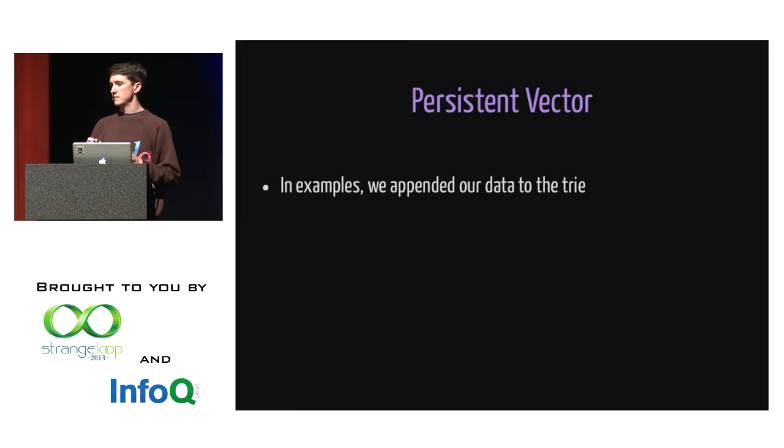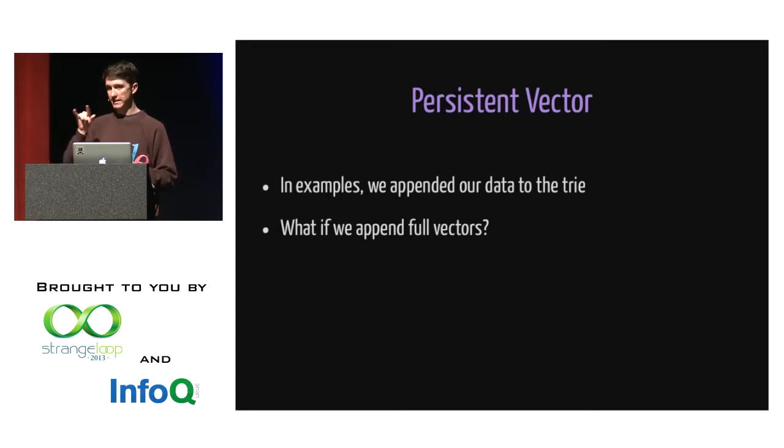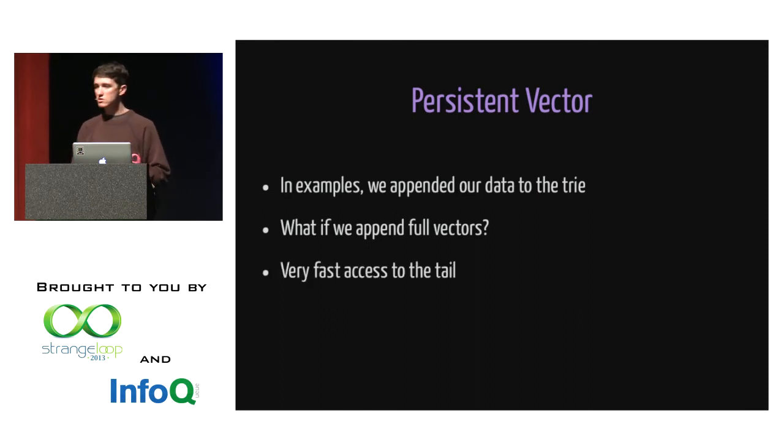So in our examples, we appended our actual data directly to the trie. But what if instead we appended full vectors? So instead of appending data, we appended length 4 vectors. So all of the leaves contained length 4 vectors. This would be really interesting.